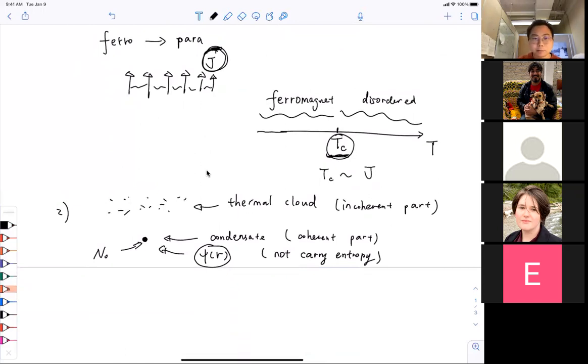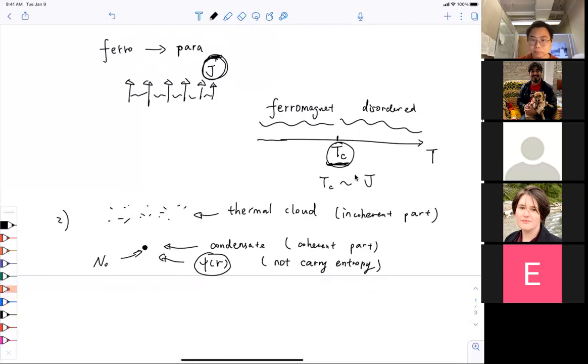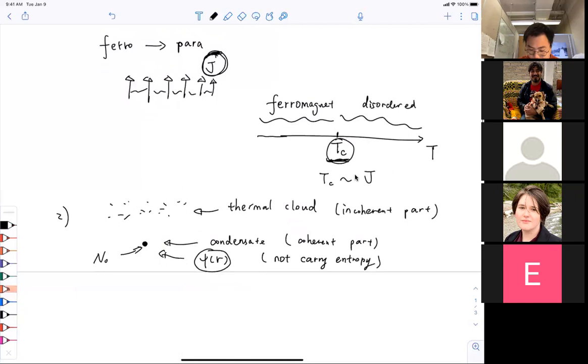Any questions about what I said so far? How do all the particles share the same phase? Shouldn't it be some incoherent mixture of the ground state? That's why we call it coherent, right? They share the common phase. If they don't share the phase, there's a superfluid. Yeah, that's another story. Here, I just want to point it out.